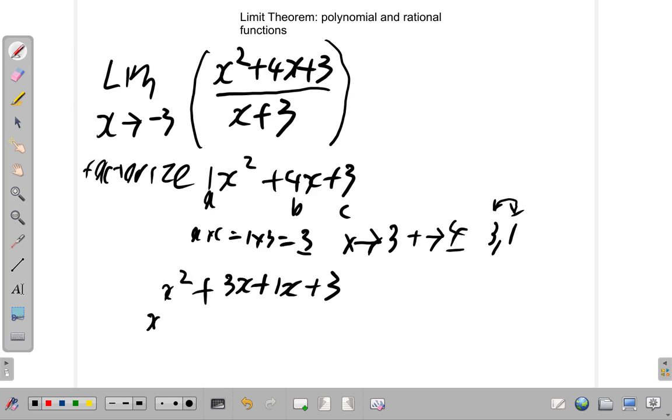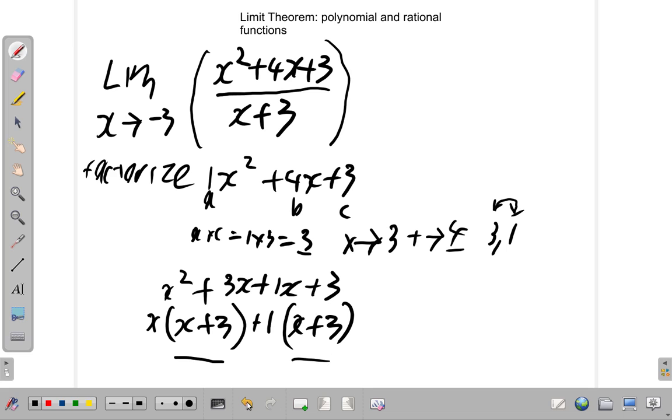So you have x outside the bracket. You have x plus 3 inside the bracket. Then factorize these two. What you have is plus 1 outside the bracket, x plus 3 inside the bracket. And you ensure that you have the same things inside each bracket. Then you take the bracket as a common factor and put it out of a new bracket.